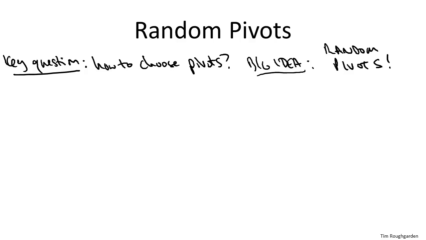So this is our first example of a randomized algorithm. This is an algorithm where if you feed it exactly the same input, it will actually run differently on different executions. That's because there's randomness internal to the code of the algorithm.